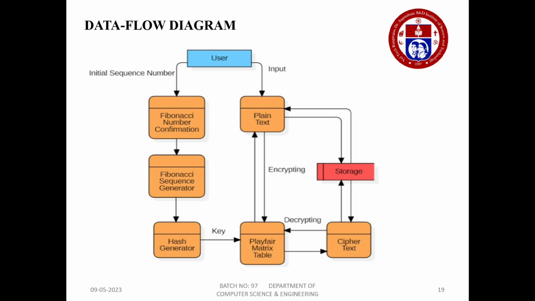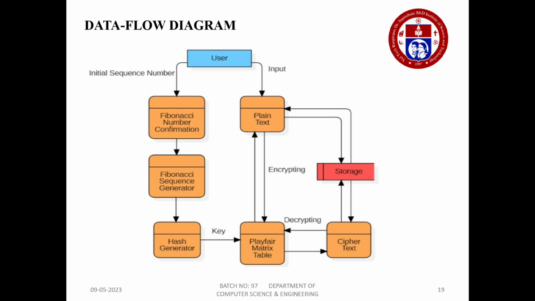The total number of sequences we have to generate, it will generate, and then it will be passed on to the hash generator. Hash generator will reverse the numbers and then carry out modular division 64. Then it will result in keys, which is used for creation of the paper matrix table. The second data flow from the user is the input, the plain text. It is encrypted using the paper matrix table, resulting in ciphertext, which will be stored in the storage component.